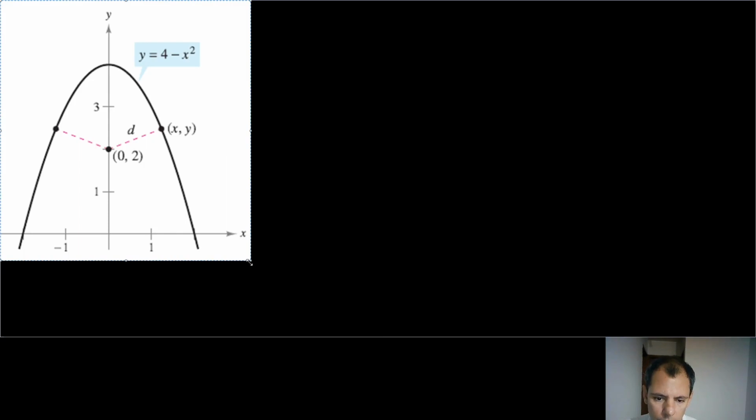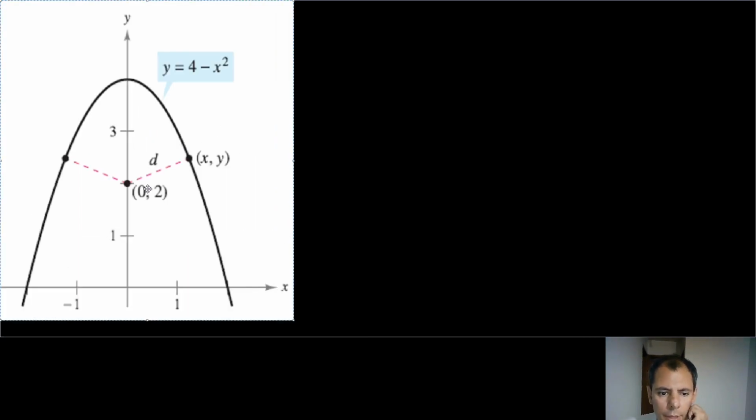So here you got a point that's (0, 2). And you have this graph here, which is y equals 4 minus x squared. Because the a coefficient in the parabola function is negative, you got a parabola with a concavity down. And you got this point right here. You can see visually that it's the closest point to the point (0, 2), but how do you find it? Well, that's what we're here for, right?